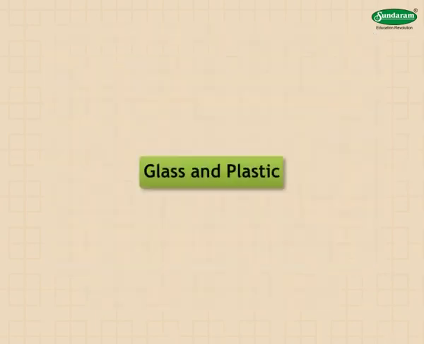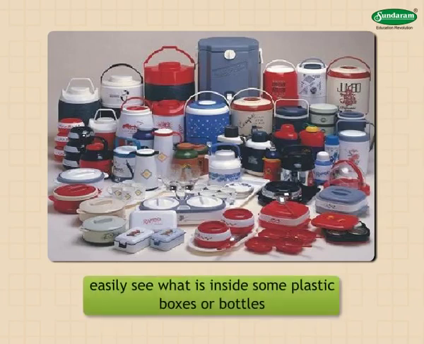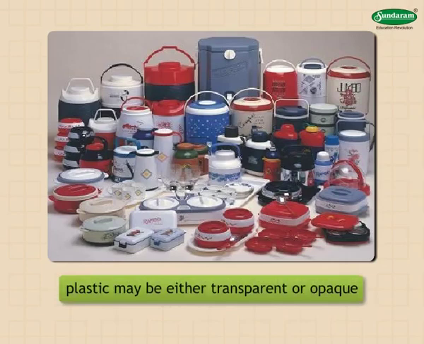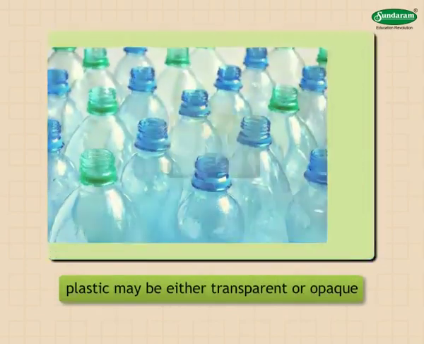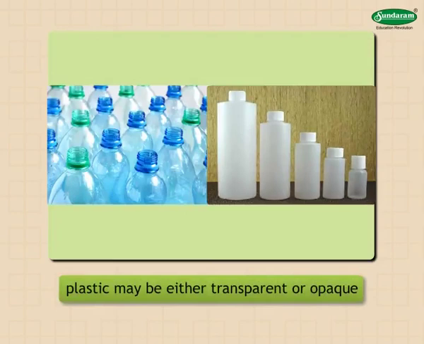Glass and plastic. Of all the things we use every day, many are made of plastic. We can see easily what is inside some plastic boxes or bottles, but not inside others. Thus, we see that plastic may be either transparent or opaque. Observe that the same is true of plastic bags too.